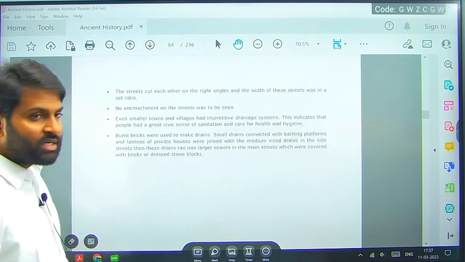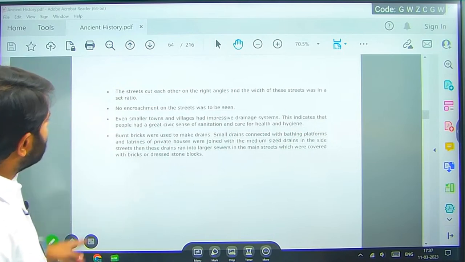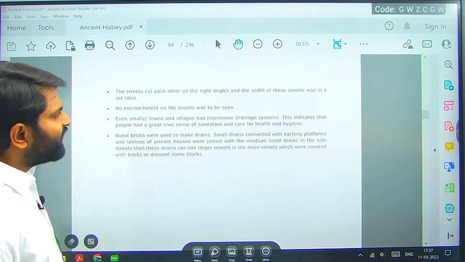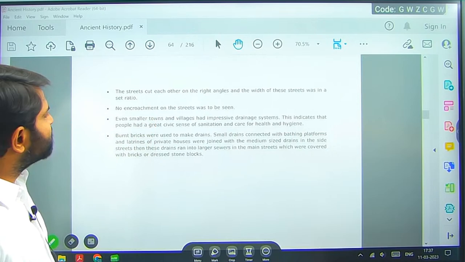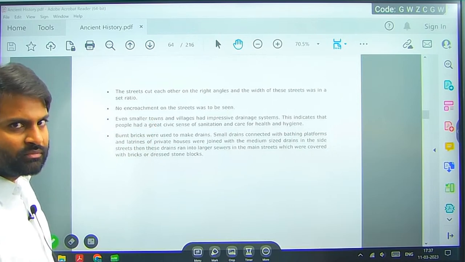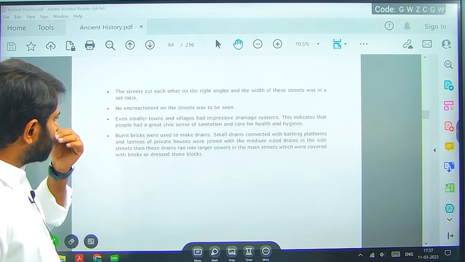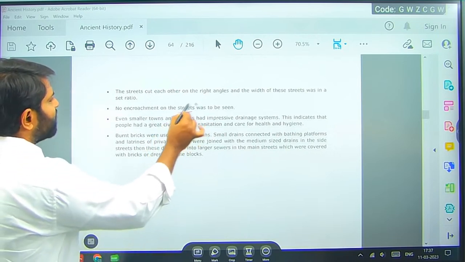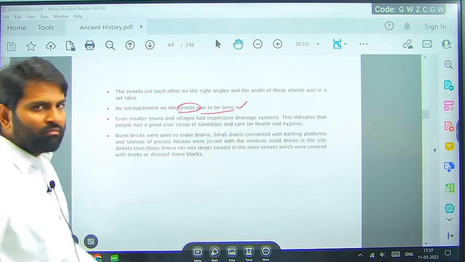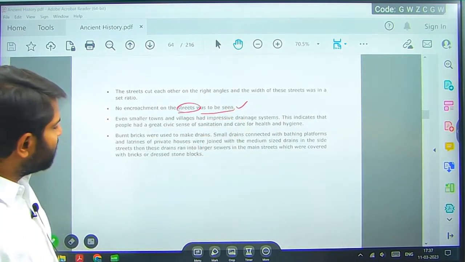The drains were plastered. The streets cut each other at right angles and the width of the streets was in a set ratio. So clearly geometrical shapes can be seen ratio wise. No encroachments on streets can be seen. So maybe a powerful ruler or discipline.